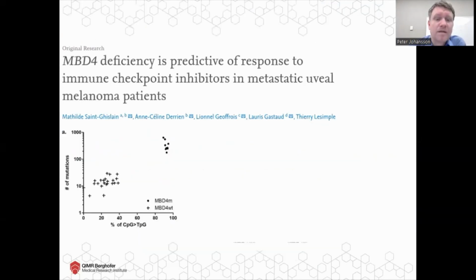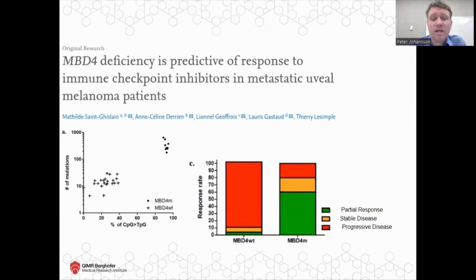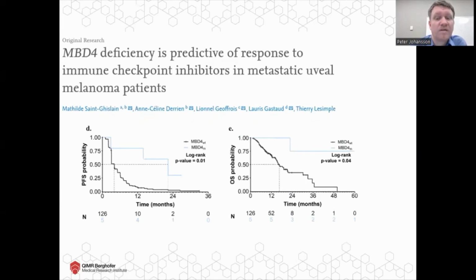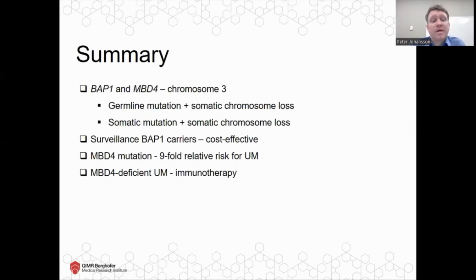And the same pattern, that the tumors with MBD4 mutations have many more mutations, and more importantly, they responded much better to the immunotherapy. And when looking at survival, the patients with MBD4 mutations survived significantly longer, both when looking at progression-free survival and overall survival. So in summary, I've been talking about BAP1 and MBD4, both located on chromosome 3.